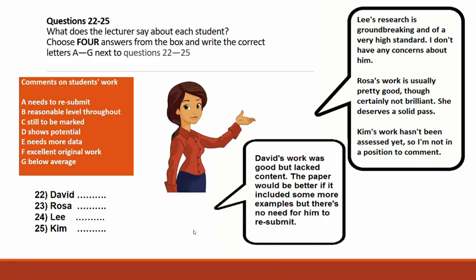So as you can see, the answers weren't given to you in any particular order. So we had Lee go first. So he's number 24, and we've got that his research is groundbreaking and of a very high standard. So which one would you match that to? We've got Rosa's work is usually pretty good, though certainly not brilliant. Now, brilliant would be a synonym of F, excellent. However, we've got a negative there, so it's not brilliant.